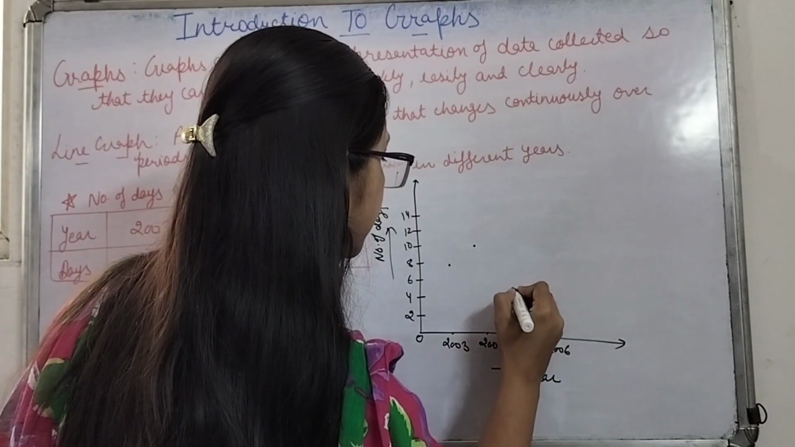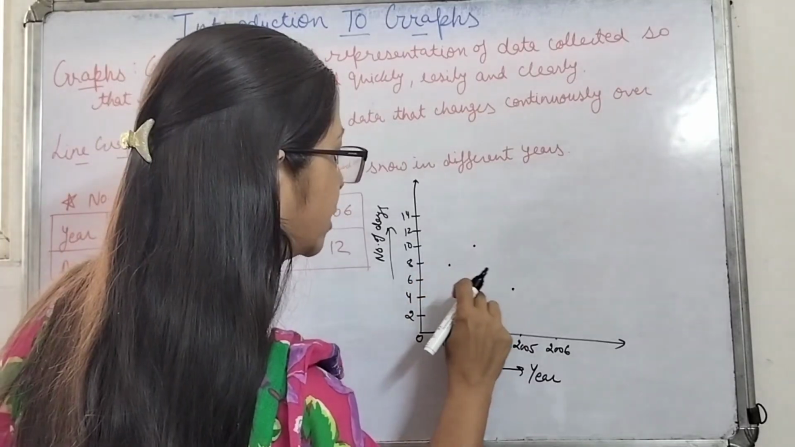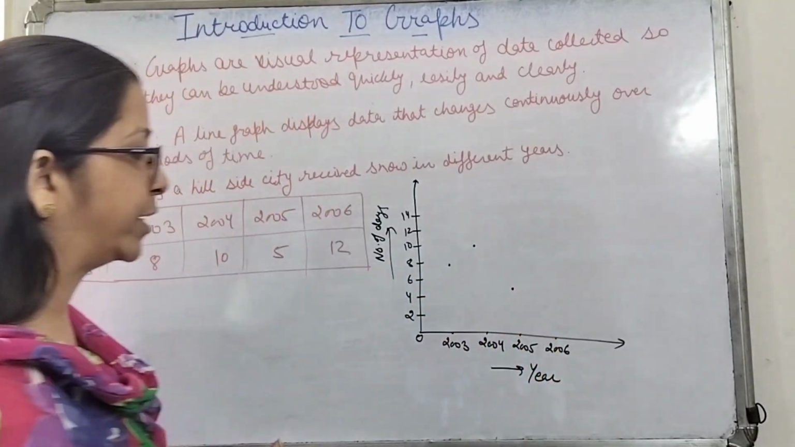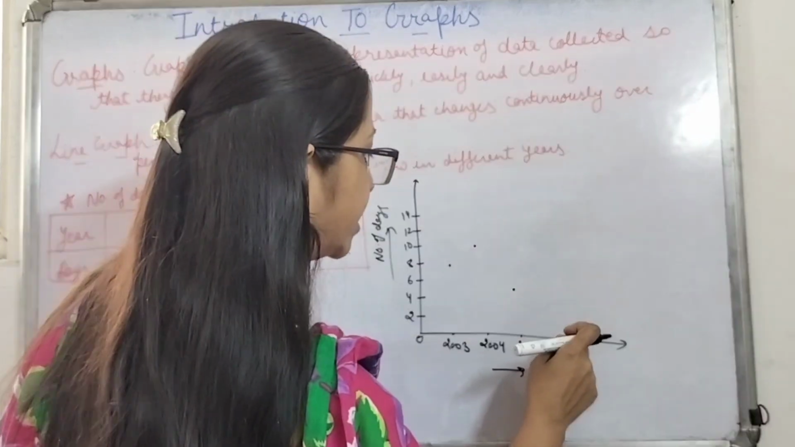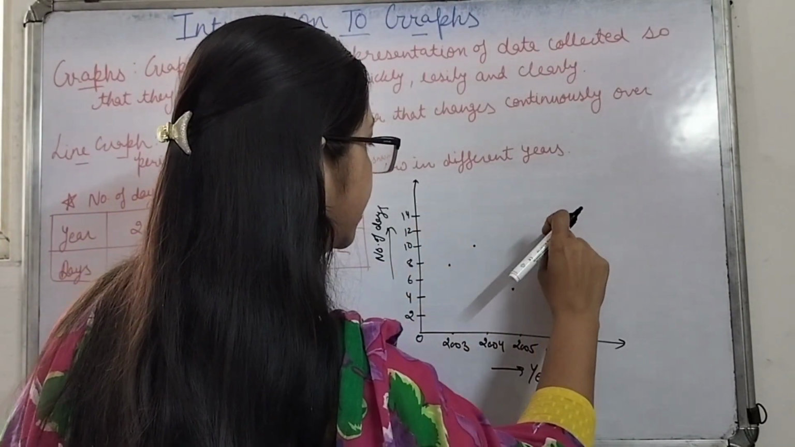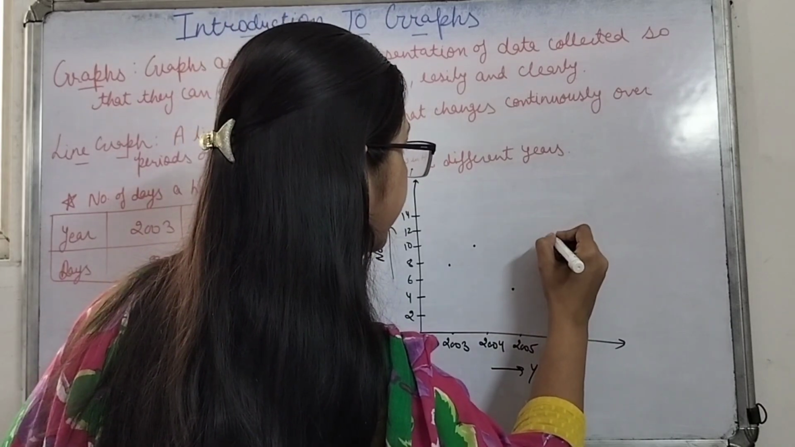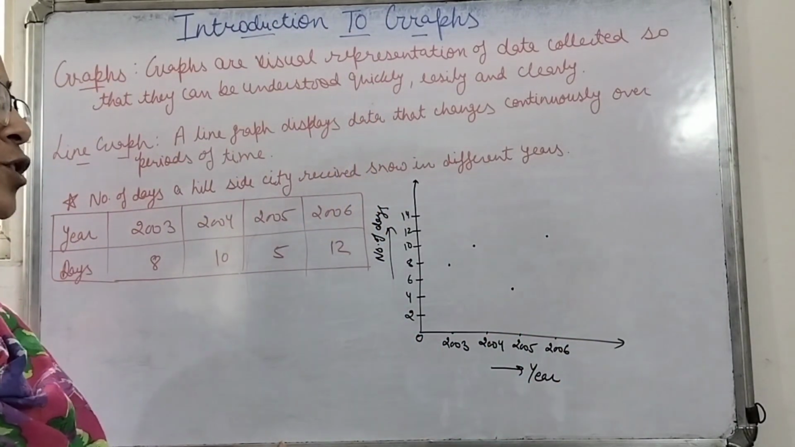It will be your distance, your 5. This will show your 5. In between your 4 and 6, it will be your 5 for the year 2005. In the year 2006, it was your 12. So 2006 will move upward like this, and from 12 like this. So the point of intersection will be somewhere here. So this is showing that in the year 2006, number of days was your 12.